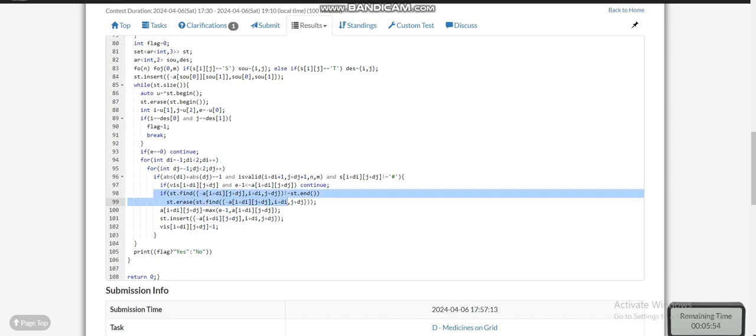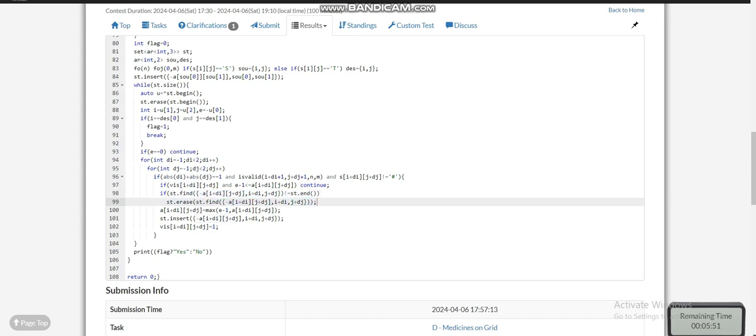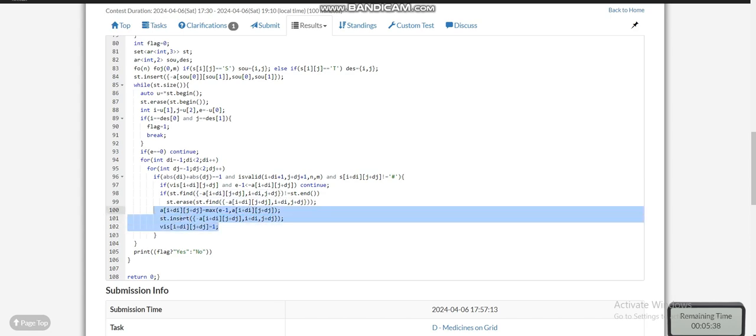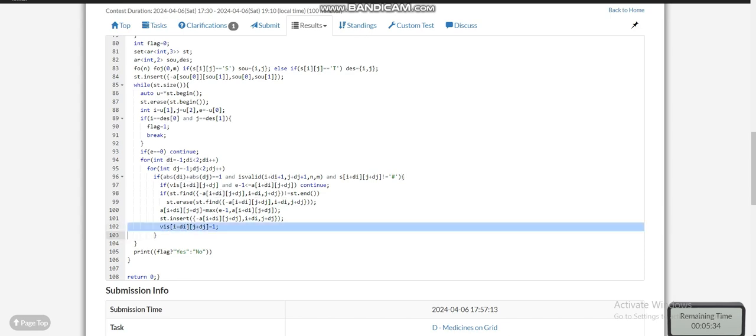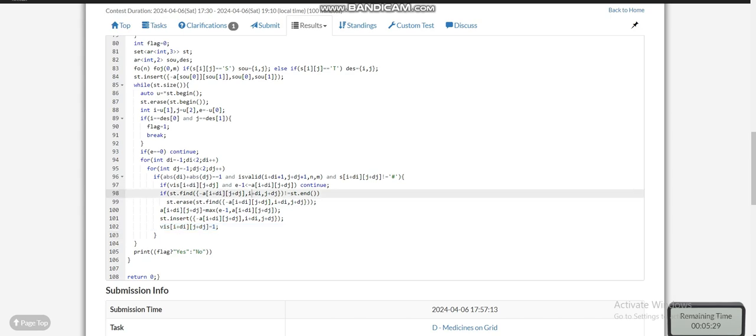we will remove it from the set. Again we are updating: the health of the neighboring cell will be e minus 1. I hope you get it. Now we are inserting that back into the set. This part is quite similar to Dijkstra's algorithm, and we are marking the cell as visited. This visited array is not needed for Dijkstra's algorithm, but here it is needed because we can come back to the current cell and we don't want to add that cell to the set again.